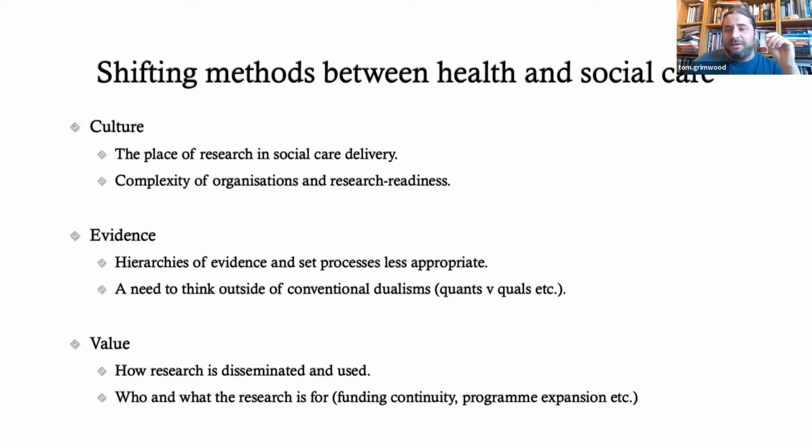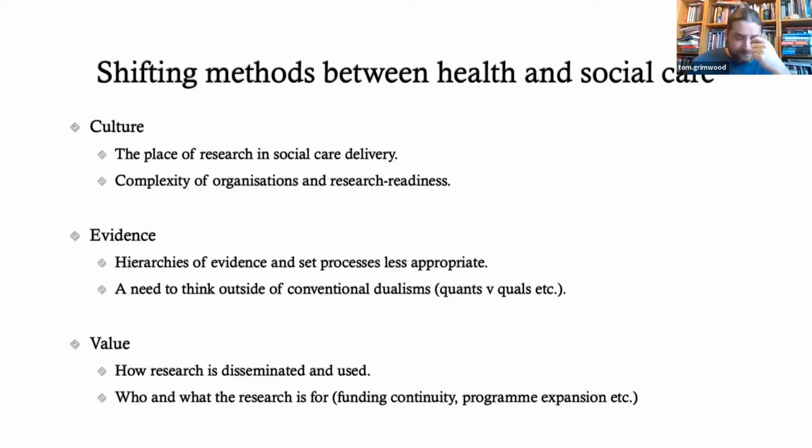Likewise, the value of the research is going to be different. This has already been talked about: how the research is going to be disseminated, but also how the research would benefit a social care organisation. So often for third sector groups, it will be about continuing their funding. It might be about expanding their programme of opportunities, using the evidence that research is generating to actually sustain their mission, in a way which is sometimes a little bit different from other kinds of research.